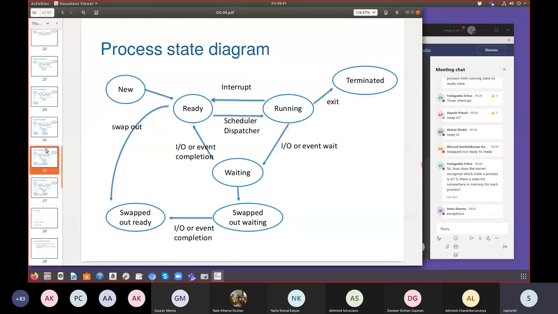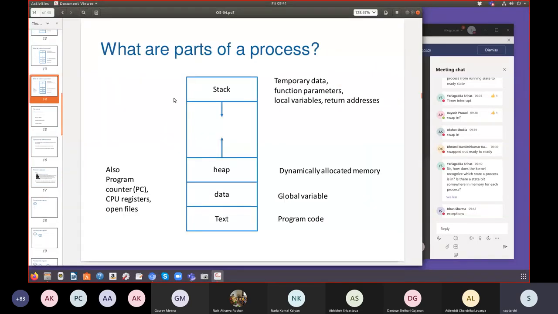Let me clarify one thing, just a minute. We are not talking about this here. When we are talking about process control block, we are not talking about this picture. This is the representation of a process in the memory. Right, so text, data, stack. This is the representation of a process in the memory.